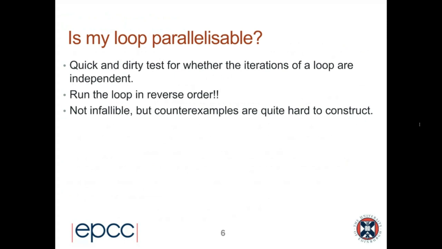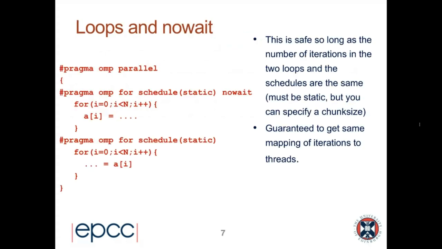A lot of the time we are looking at parallelizing loops, and obviously we are faced with the question: is my loop parallelizable? One of the questions you have to ask is, are the iterations of the loop actually independent? One test you can do to check this is to run the loop in reverse order in your sequential code. If you still get the same answers, then the chances are that yes, you do indeed have independent iterations.